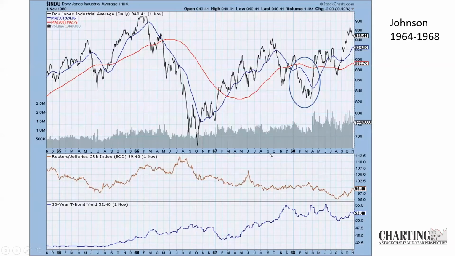This is President Johnson's second term. He had, of course, a half a term or so when President Kennedy was assassinated. I want to spend some time looking at this period of time here that we have a circle. This is the early part of the year. We saw a decline in the market at that time, which recovered. And by the end of the year, it was moving significantly higher. And we can see that the commodities were flat, and so were the yields. The key to remember is this decline, this recovery.